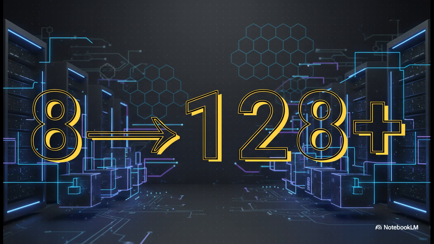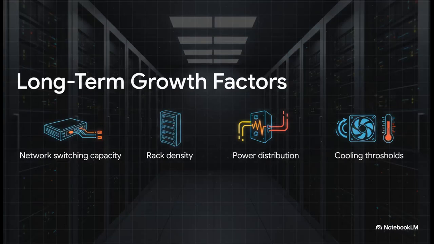We plan how a system can scale from a starting point of, say, 8 GPUs all the way up to 128 or more, and do it without needing a massive, disruptive architectural overhaul. This means we have to plan for that long-term growth from day one. We analyze factors like network switching capacity, rack density, power distribution, and even cooling thresholds to make sure the data center itself can actually support that future expansion.